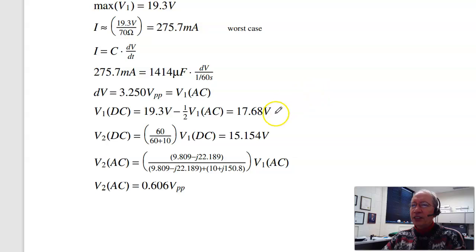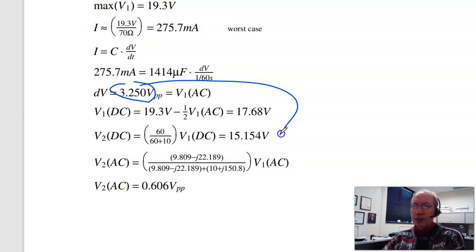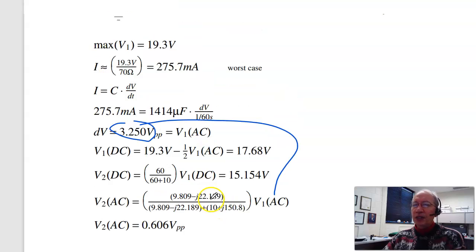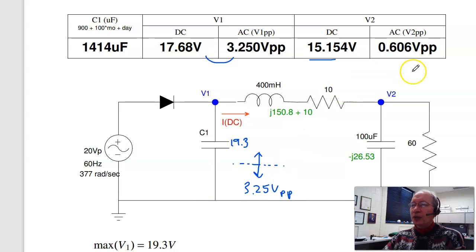The input for AC is this number. That gives you 0.606 volts in the same units, peak to peak. This is actually a complex number. Just take the magnitude and you get the peak to peak voltage. What the angle does is it says that V2 is out of phase from V1. I don't really care. I just care about how large it is peak to peak.